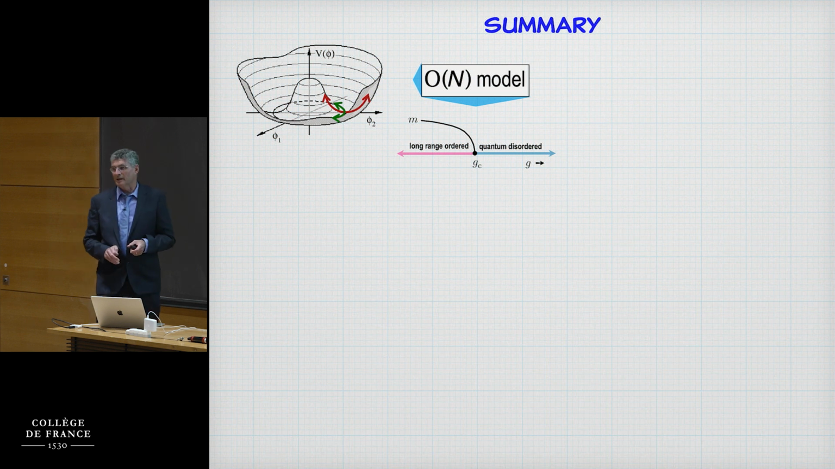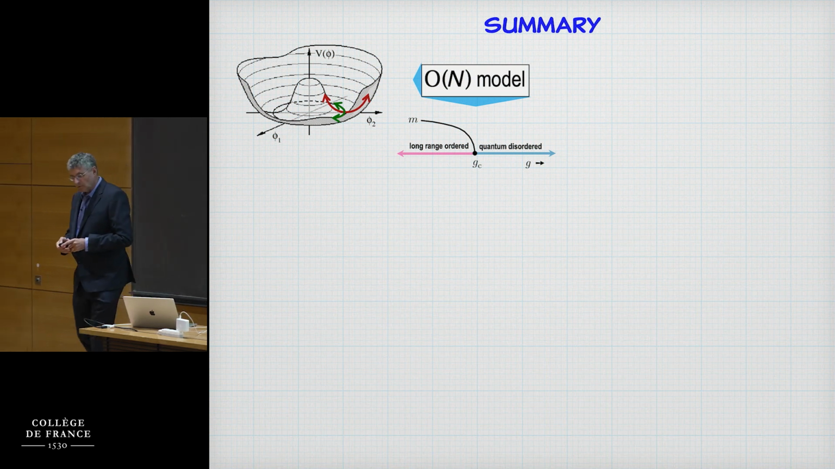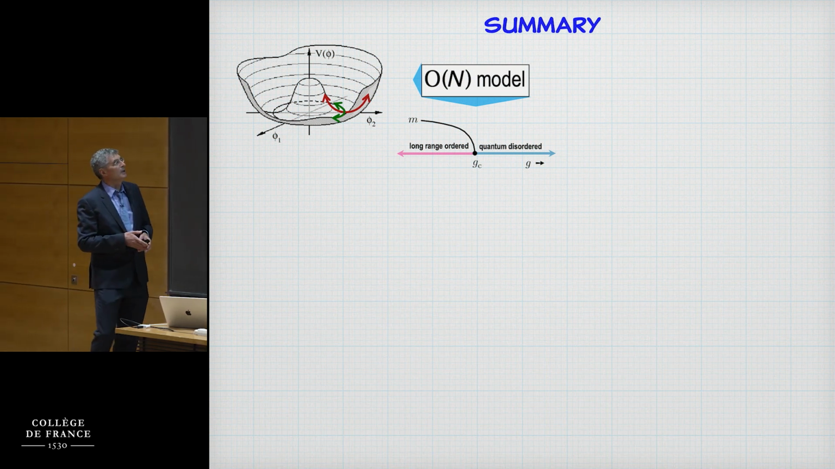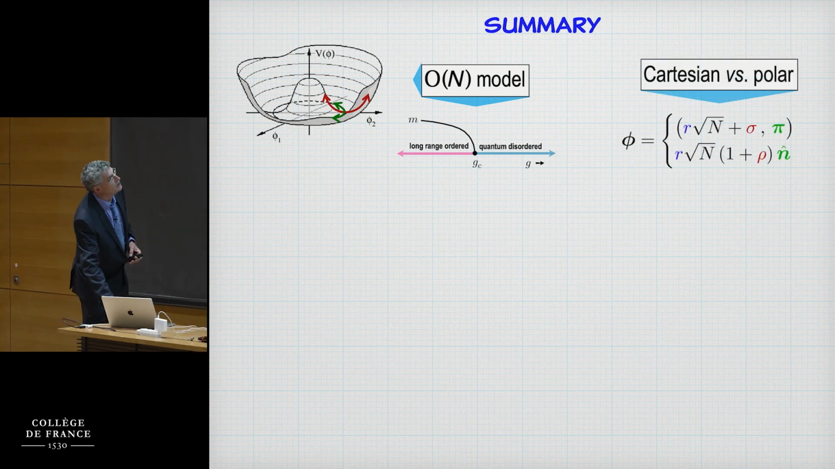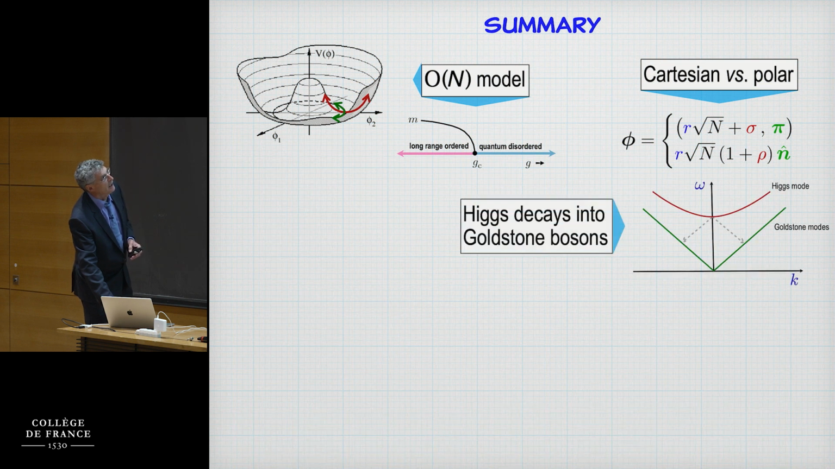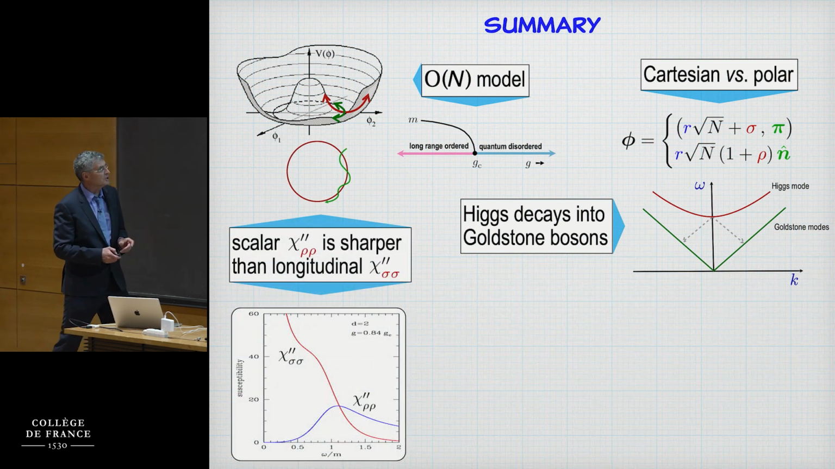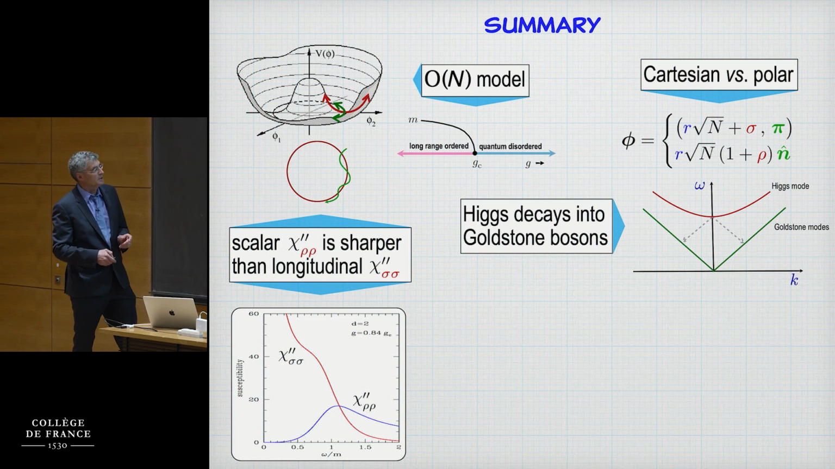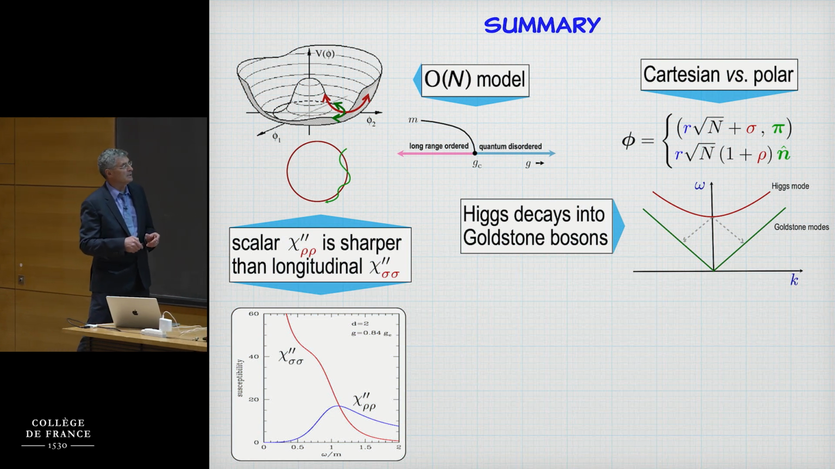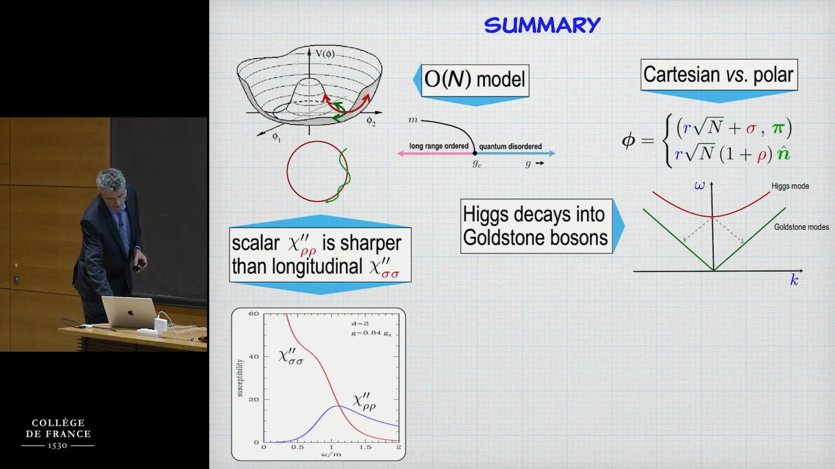Okay, so I can summarize. What did I talk about? I talked about the O(N) model and about its quantum phase transition. I talked about the representation of the fluctuations in terms of Cartesian and polar, and the fact that the Higgs mode can decay, and therefore one should look in 2 dimensions especially for radial responses or scalar responses relative to order parameter responses.